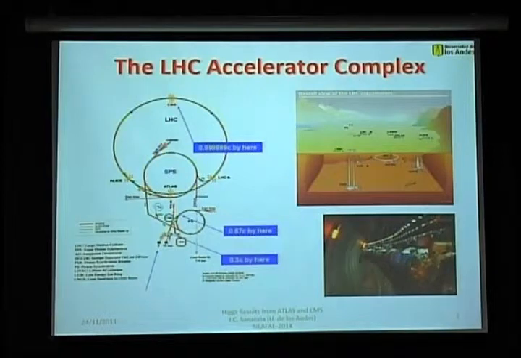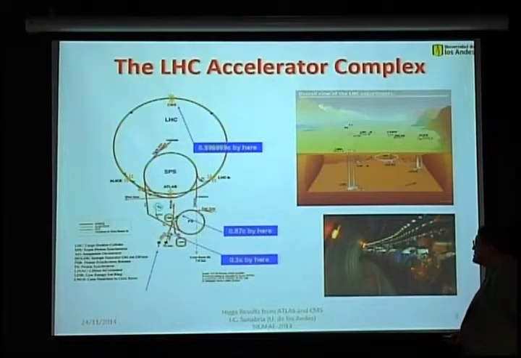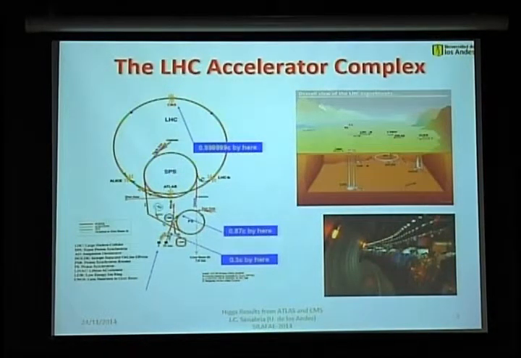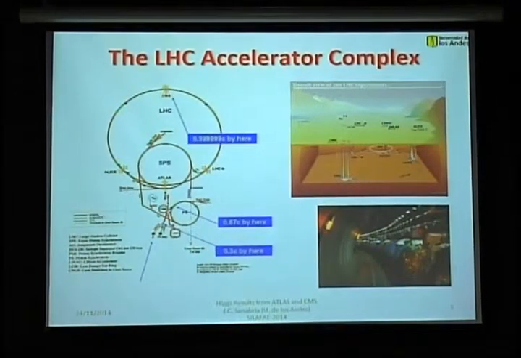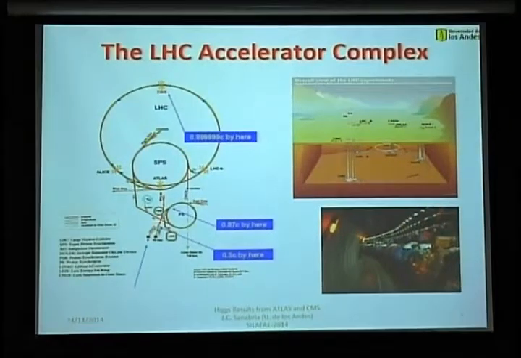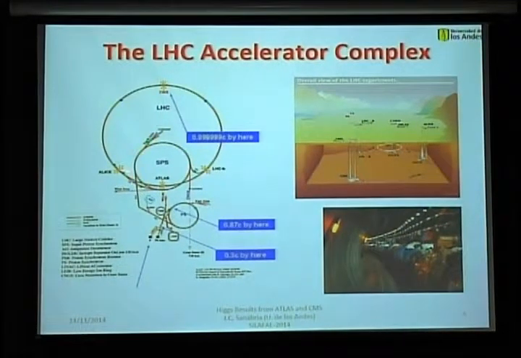So the first thing we must mention is that this discovery and these studies were performed at the LHC, this proton-proton collider, which during the first round collided protons at center of mass energies of initially 7 and later 8 TeV. Here is ATLAS and here is CMS. ALICE and LHCb are the other two experiments.